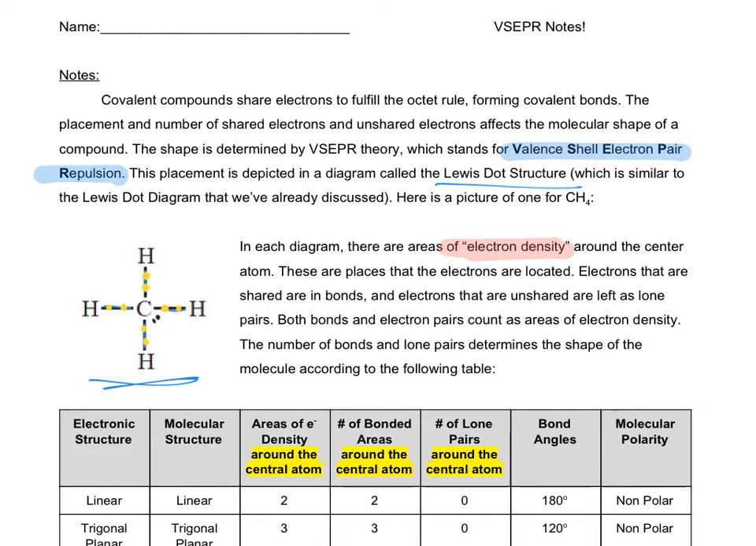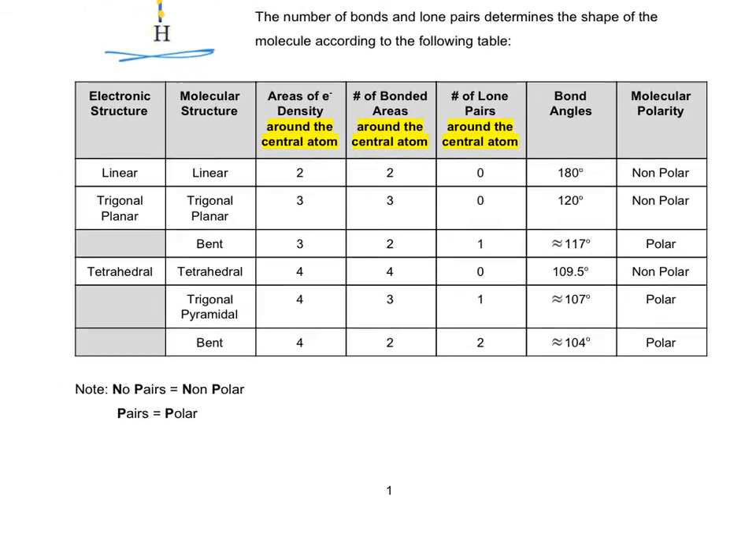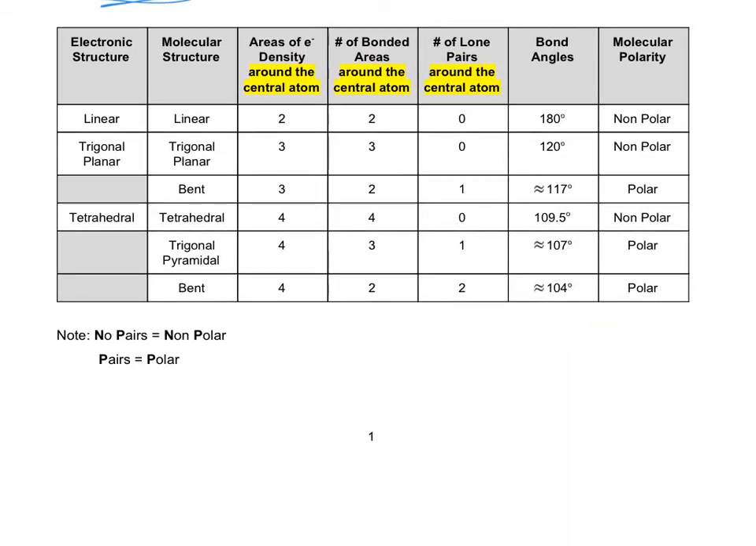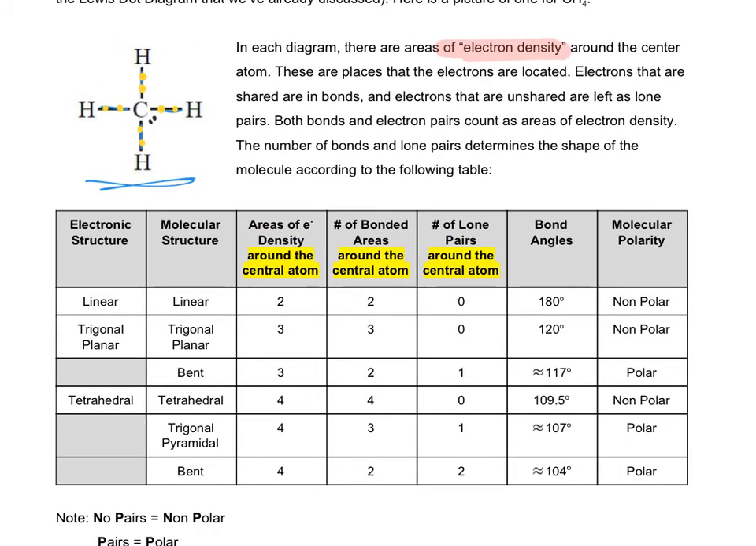Now, the number of bonds and the number of lone pairs in the molecule is going to determine the shape of that molecule. And we've got a chart here, which you do not have to memorize. You'll be given it. This chart tells you how to find the shape for each of the molecules. So let's look at this carbon with 4 hydrogens right there, and see, as an example, what shape it is.